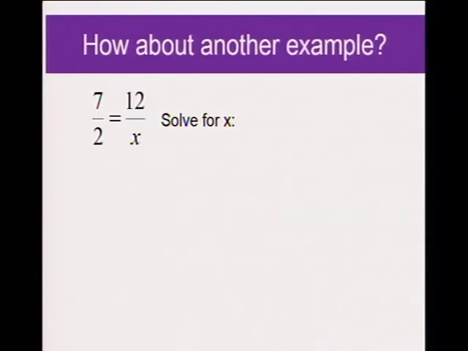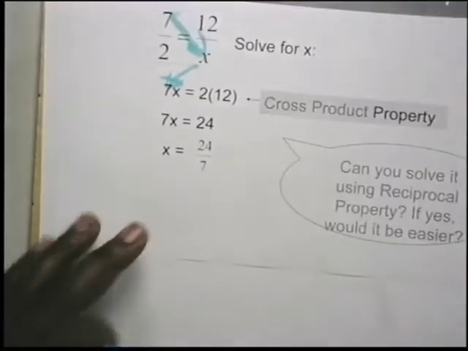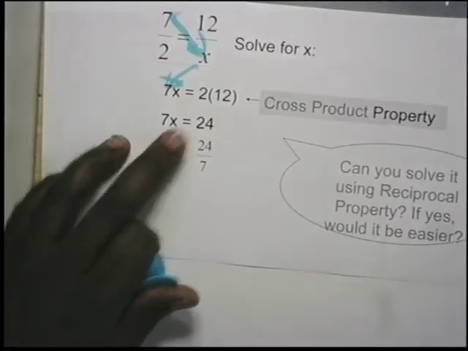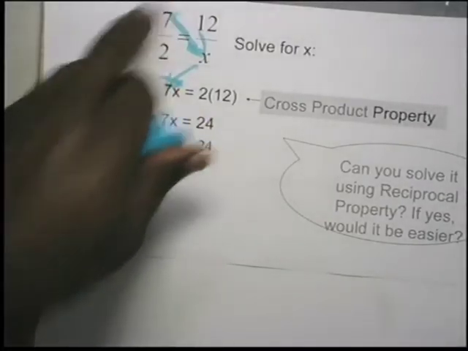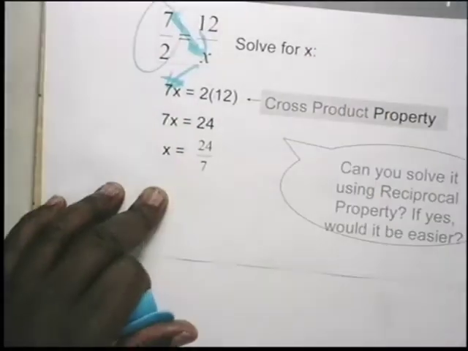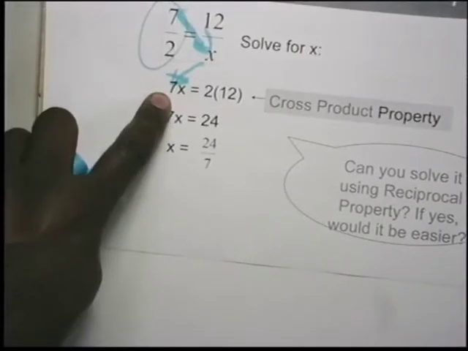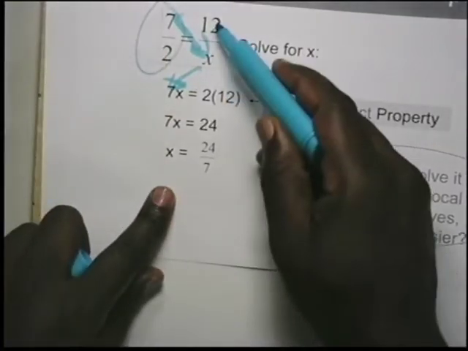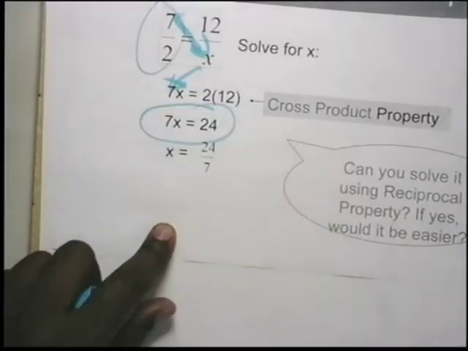If we do this by this, we come to 7x there, right? Then 2 multiplied by 12. Always make sure that the first set multiplies the other one. So 7 multiplied by x, we get 7x. And 2 multiplied by 12, it gives us what? 24. So we get to this stage.